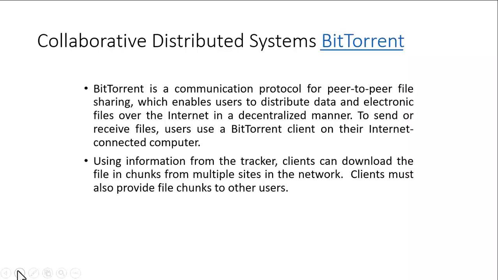So it is quite a fast system, and files can be downloaded quickly. Using information from the tracker, clients can download the file in chunks from multiple sites in the network. If we have a bigger file, it is divided into chunks, searched for in different client nodes, peer nodes, and then downloaded in multiple chunks and integrated from multiple sites in the network.